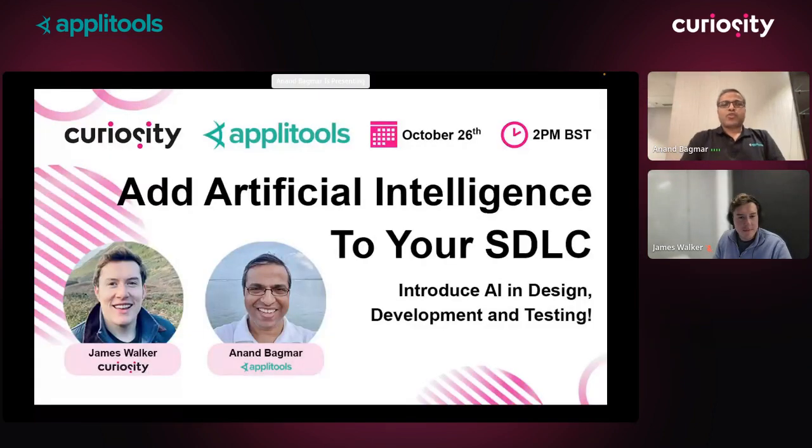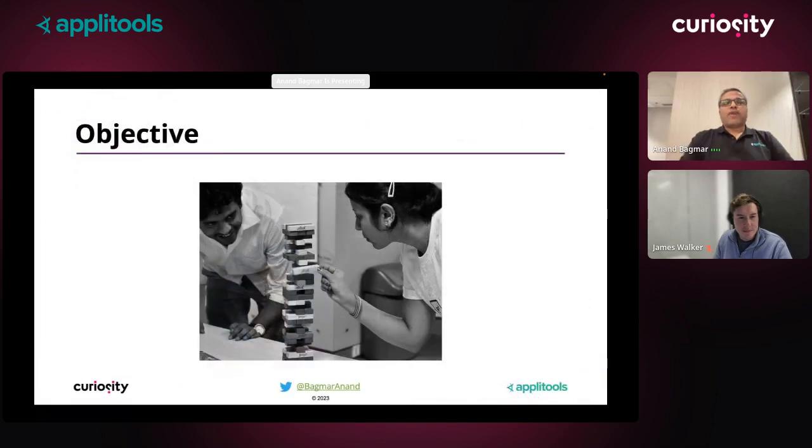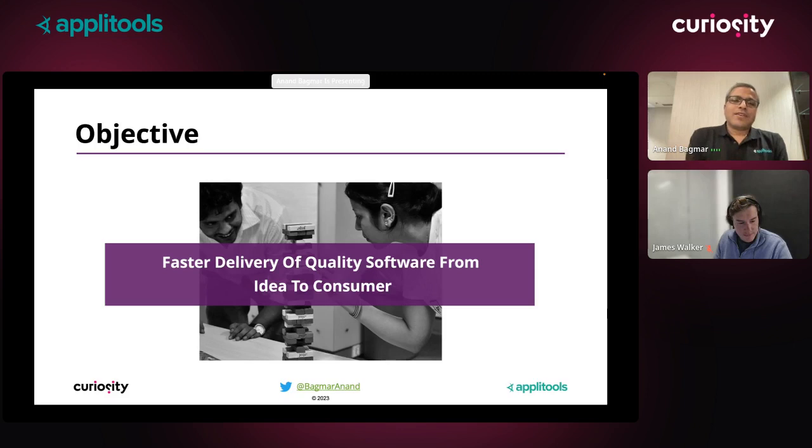Okay. So welcome to the webinar on adding artificial intelligence to your SDLC. Why do we want to add AI to our software development process? Well, the answer is clear. We already had agile, continuous integration, continuous deployment, because we want to get our software in front of our users much faster, and not just faster, but with good quality.